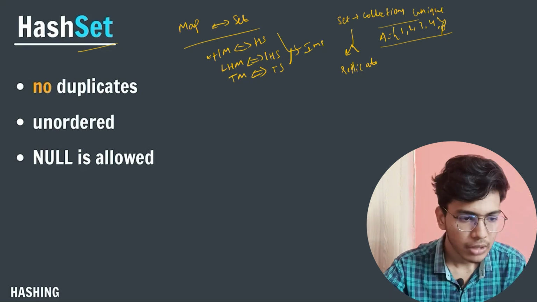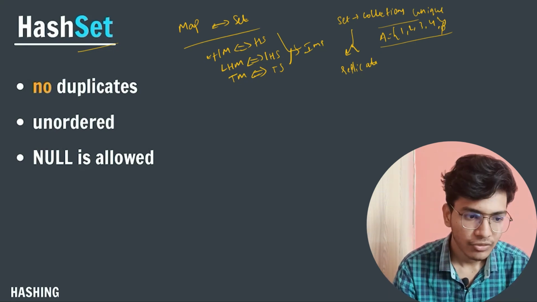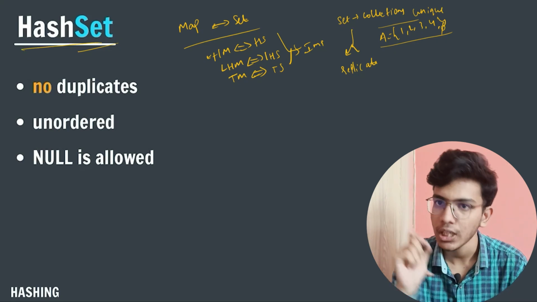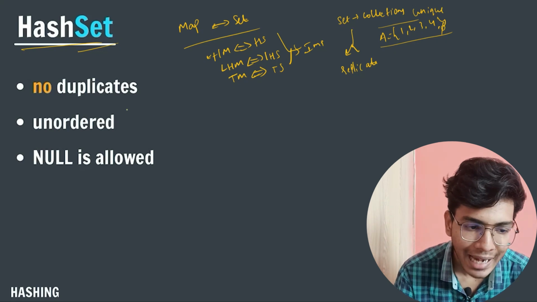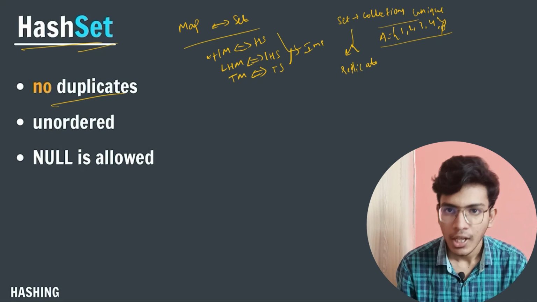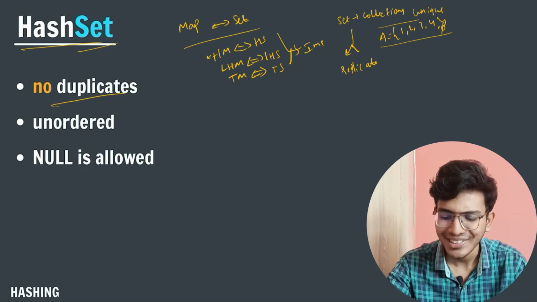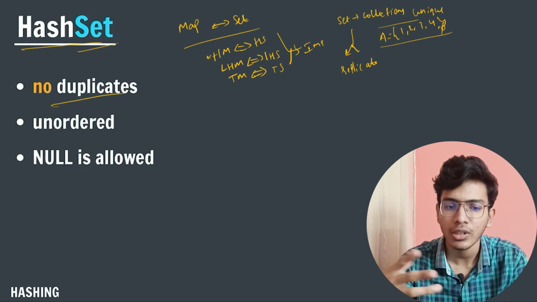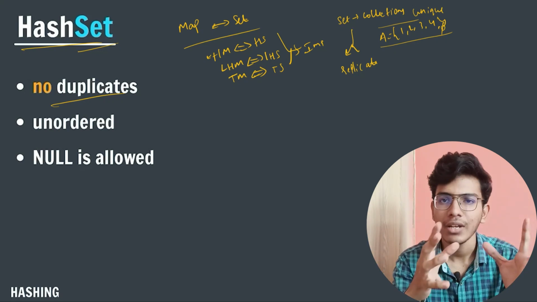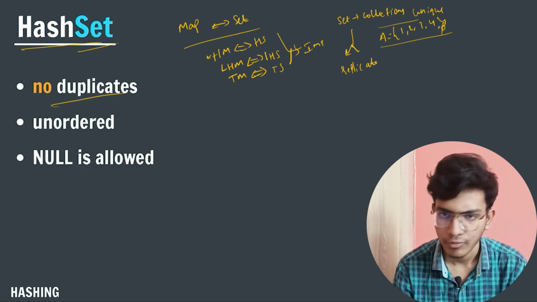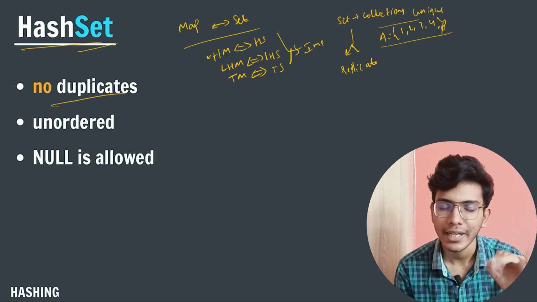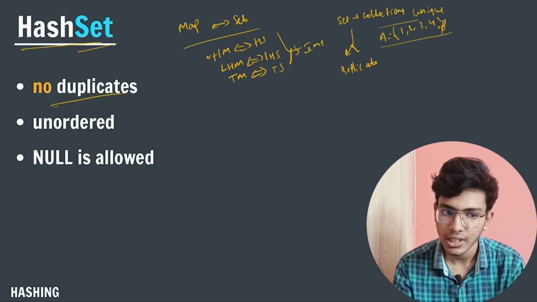Now let us start with the first type of set, that is hash set. Hash set has three properties which you need to remember. First, we can't add duplicate elements in a hash set. Let's say I'm adding 1 three times. Internally, my hash set won't consider 1 three times. It will add it only one time, and it won't add any further repeating elements. Like this we can't create duplicate elements in a hash set.